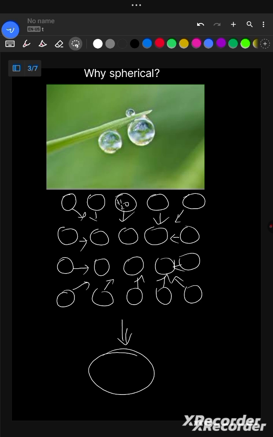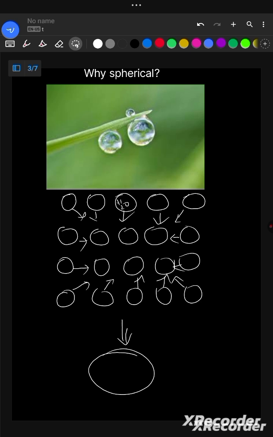Now, what are the consequences of surface tension? One of the consequences of surface tension is that water droplets are spherical in shape. Why is it so? All the water molecules at the surface are experiencing an inward pull, and because of this inward pull, all the water molecules want to come inside the bulk. All the water molecules want to come inside from all directions. What would it result in? It would result in a sphere. That's why water droplets are spherical in shape.